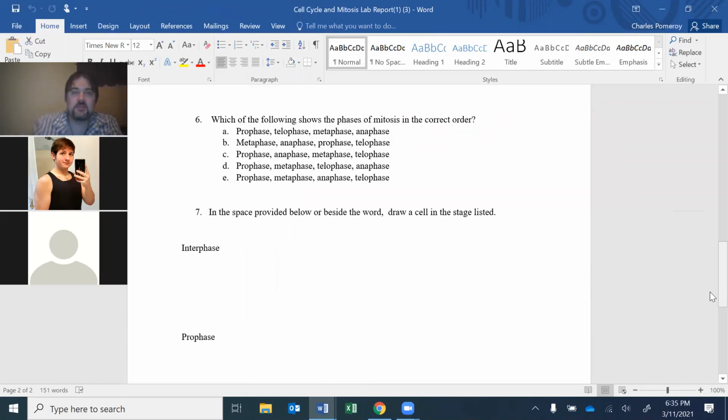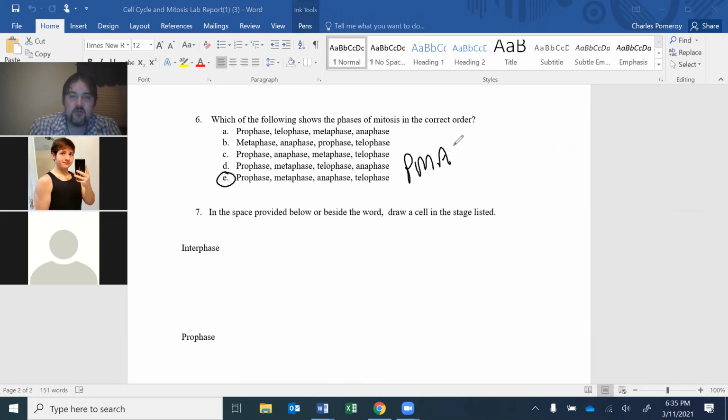Which of the following shows the phases of mitosis in order? PMAT. Prophase, metaphase, anaphase, and telophase. So it'd be this one right here: prophase, metaphase, anaphase, telophase. Then it has you draw pictures for number 6.